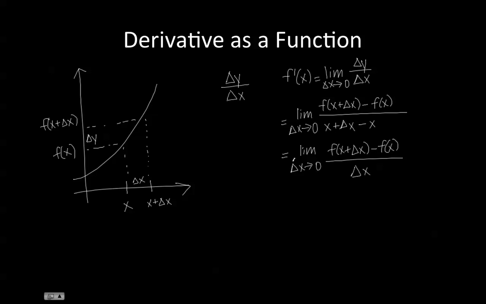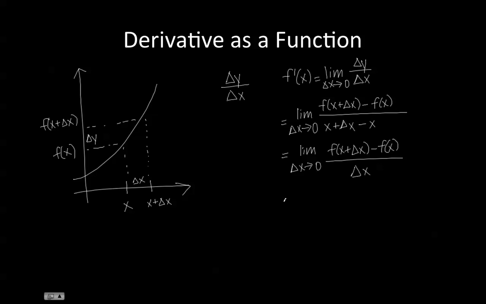So as you can see, this basically represents the instantaneous rate of change because delta x is approaching 0, so it's going to be an instant rather than an average rate of change.